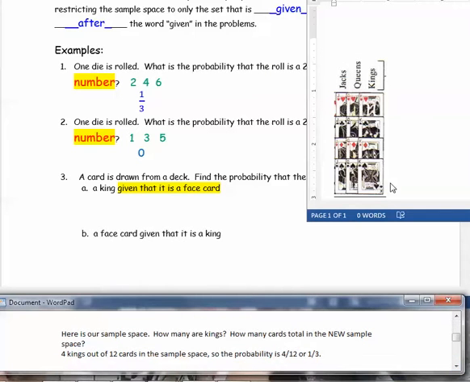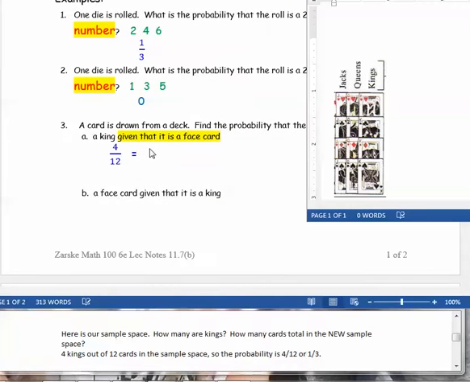So in our sample space, how many of these are kings and how many cards are there total in the new sample space? Those will give us our numbers for our probability. So in this new sample space, there are 4 kings out of 12 cards. The probability is 4 out of 12, which reduces to 1/3.